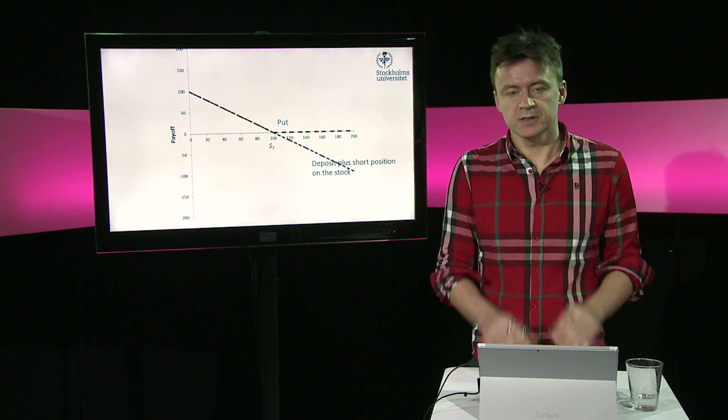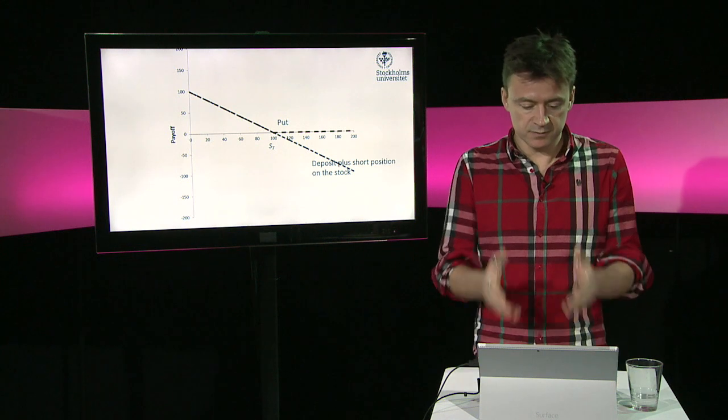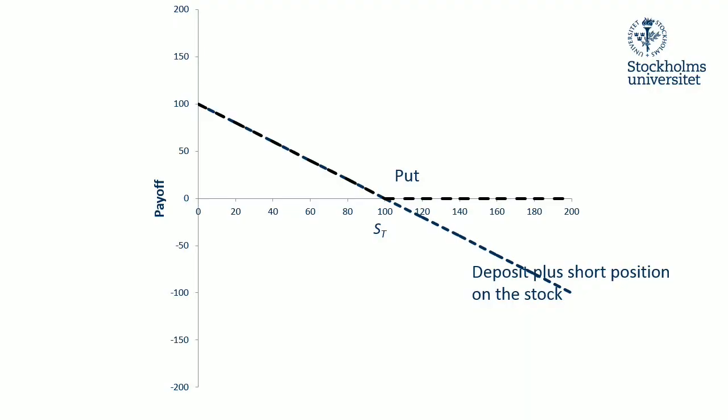Sorry, of a put. What's the payoff of a put? That's the payoff of a put. And then what we observe is that the payoff of the put is always greater or equal to the payoff of the strategy whose price we found on the right-hand side of the inequality.